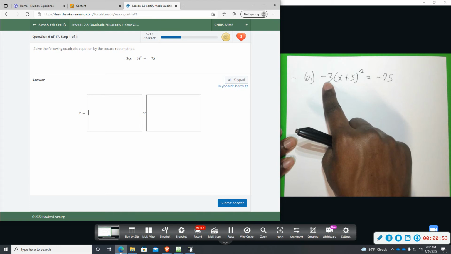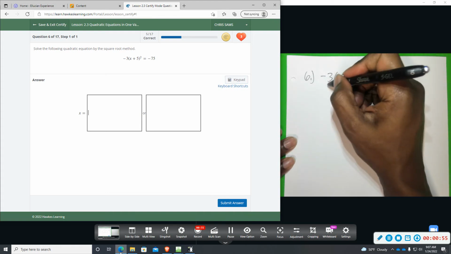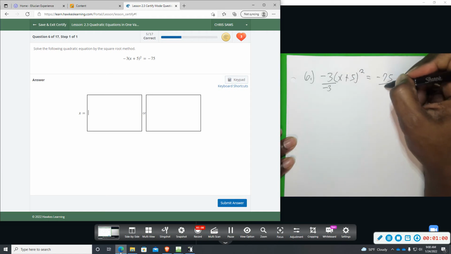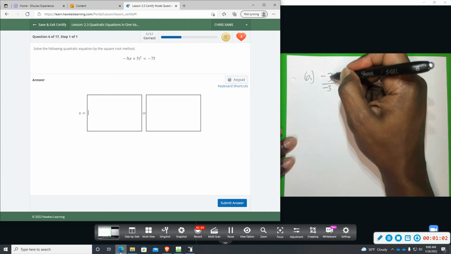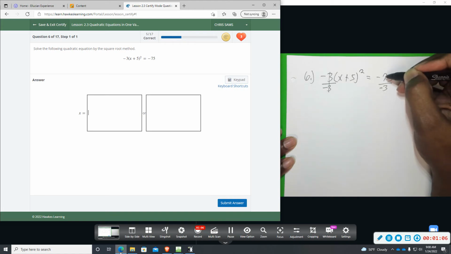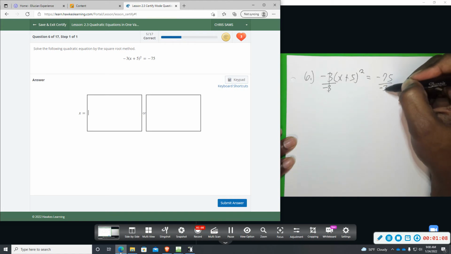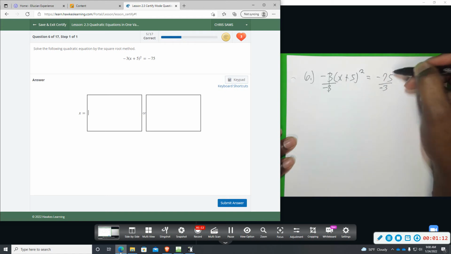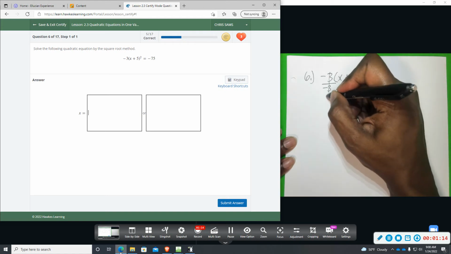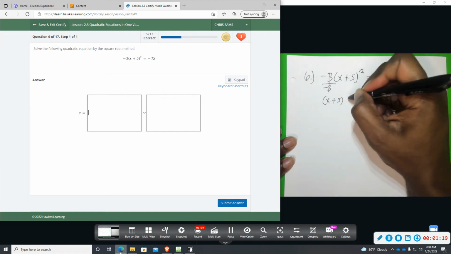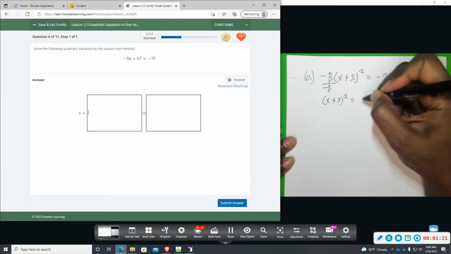So I got to get rid of this negative 3. It is being multiplied, so to get rid of it, we have to divide it. So divide by negative 3 on both sides. Negative 3 divided by negative 3 is 1, so that term goes away. And then 75 divided by 3, or negative divided by negative is a positive. And it's like 3/4, so it'll give you 25. So we have x plus 5 quantity squared equals, it's now a positive 25.